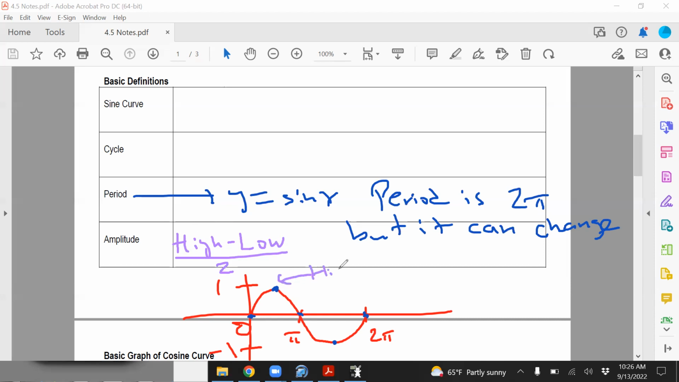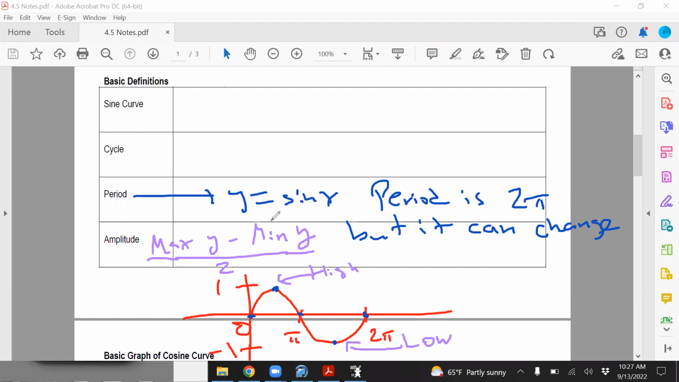So there's my high. There's my low. And more specifically, it's going to be max y minus min y. I should have said that actually. Max y minus min y. What's the highest y coordinate? 1. What's the lowest y coordinate? So if you subtract and divide by 2, what do you get? No, 1 minus -1, which is 2.